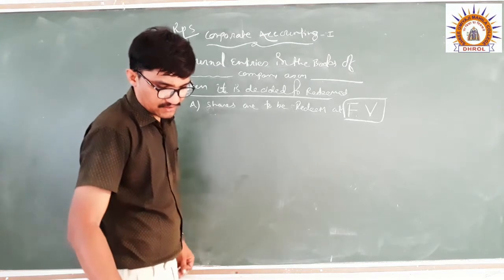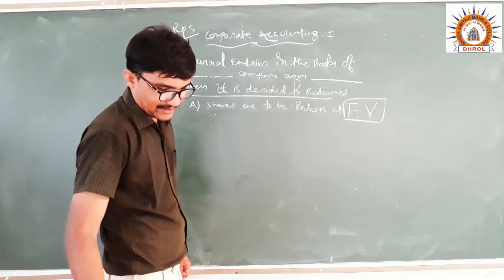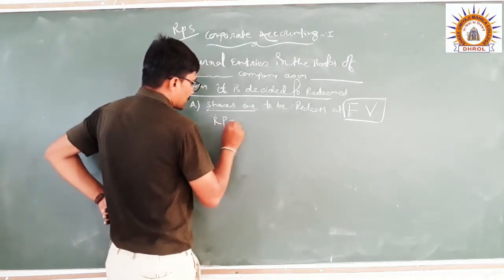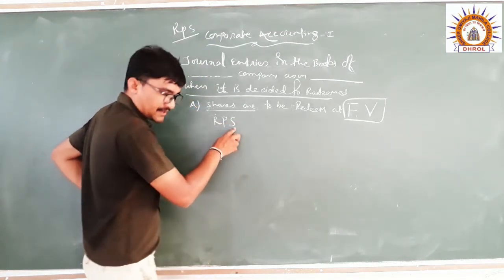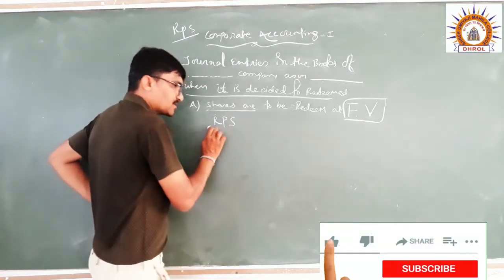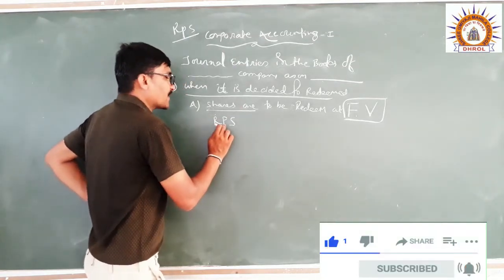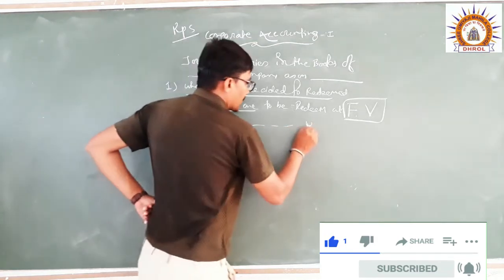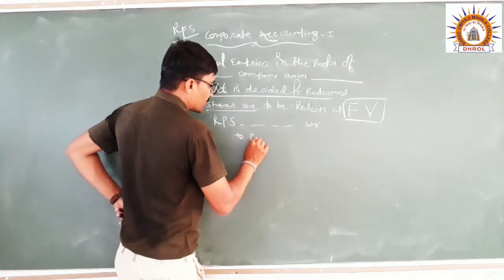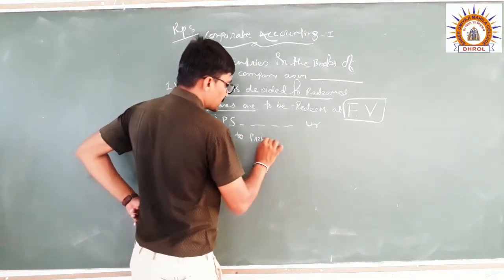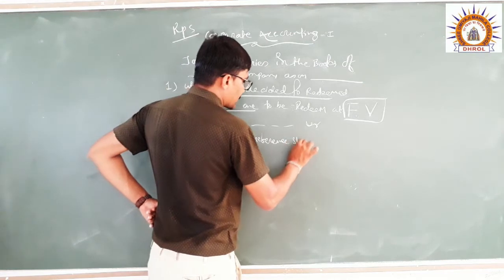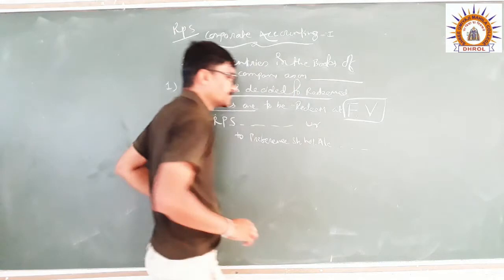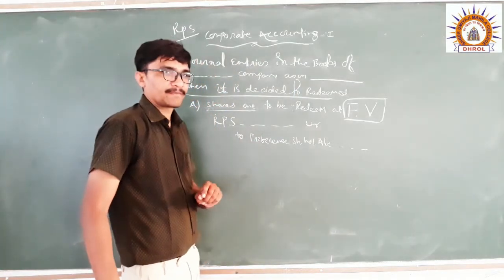So what will be the journal entry? Redemption of redeemable preference share capital account debited. In short, we can say redemption of redeemable preference share capital account debited to preference shareholder account. This is the first entry.